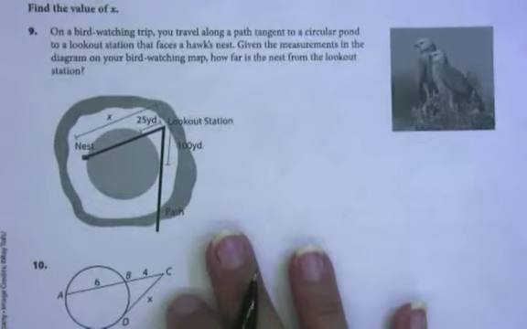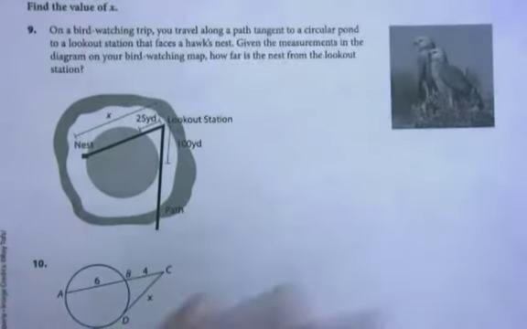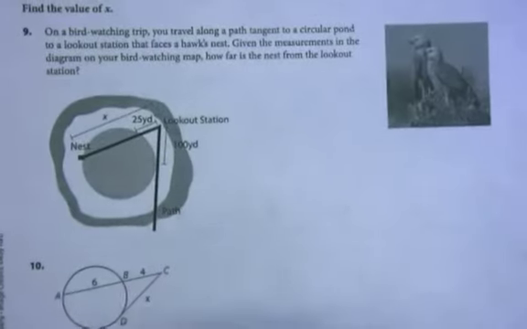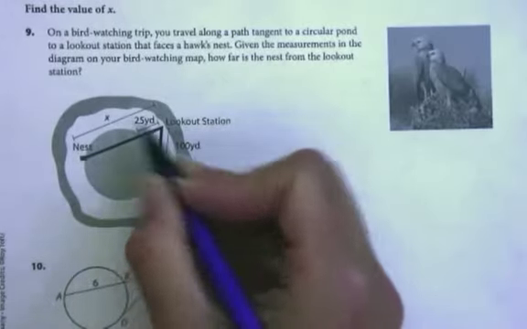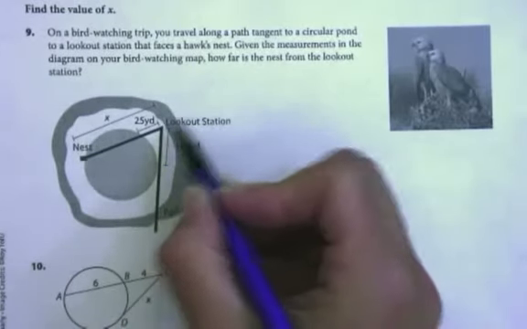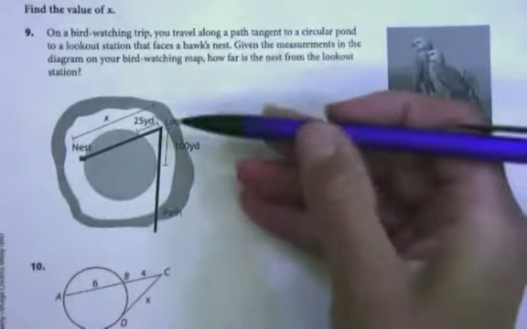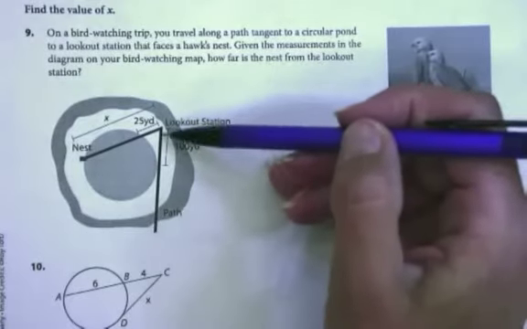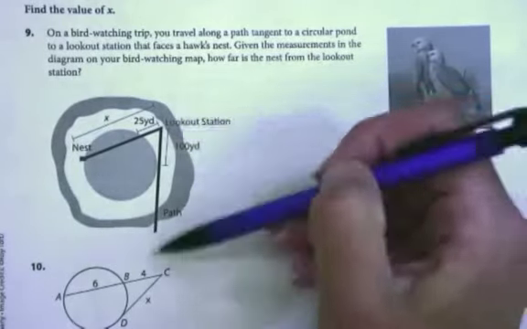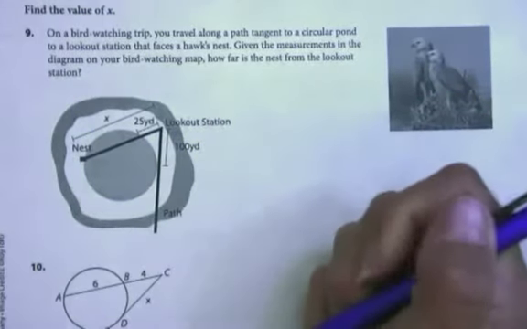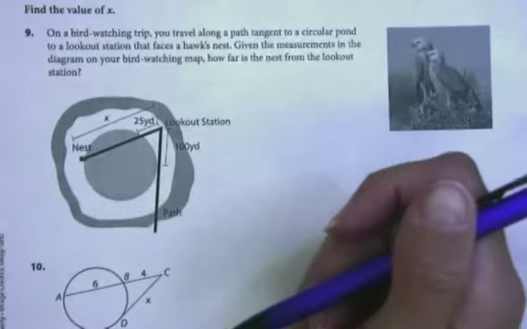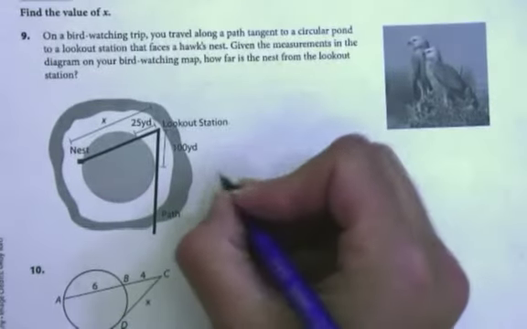In your turn number 9, I have a kind of a busy diagram here, so we need to look carefully at the context of the problem and what actually is circular in this problem. Here's our circular pond. Notice that from the lookout station to the nest, this is a secant segment. Notice that a path that runs tangent to the pond has this tangent segment of 100. So we're going to use the secant tangent product theorem.